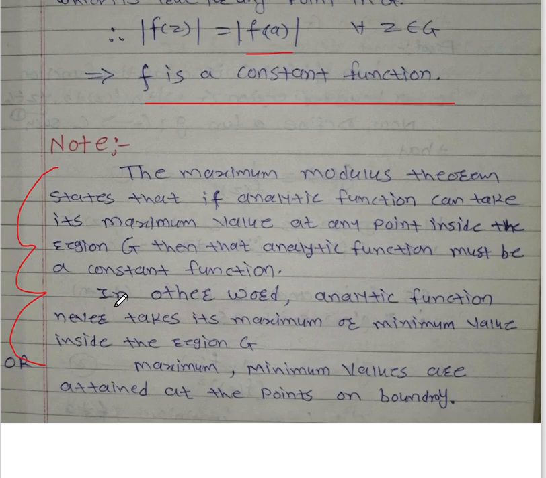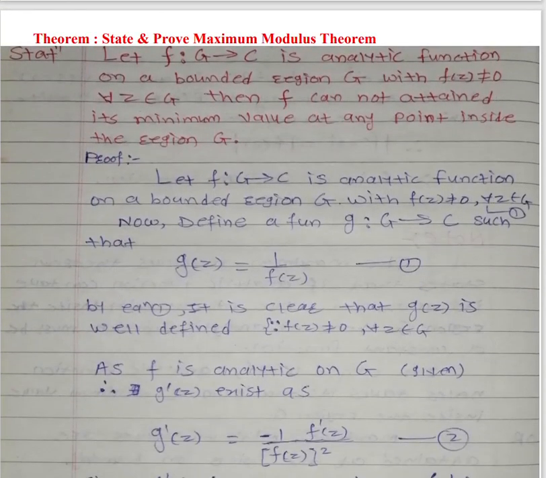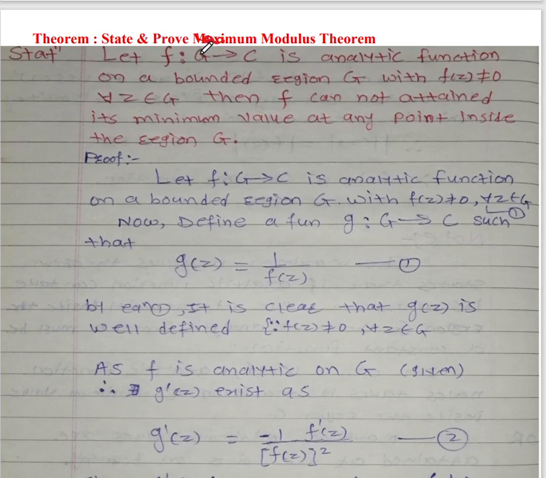Now we will see the second theorem, that is the minimum modulus theorem. This is not the maximum, this is the minimum. So here we have to take the minimum modulus theorem. State and prove the minimum modulus theorem. So what is the statement of the minimum modulus theorem?